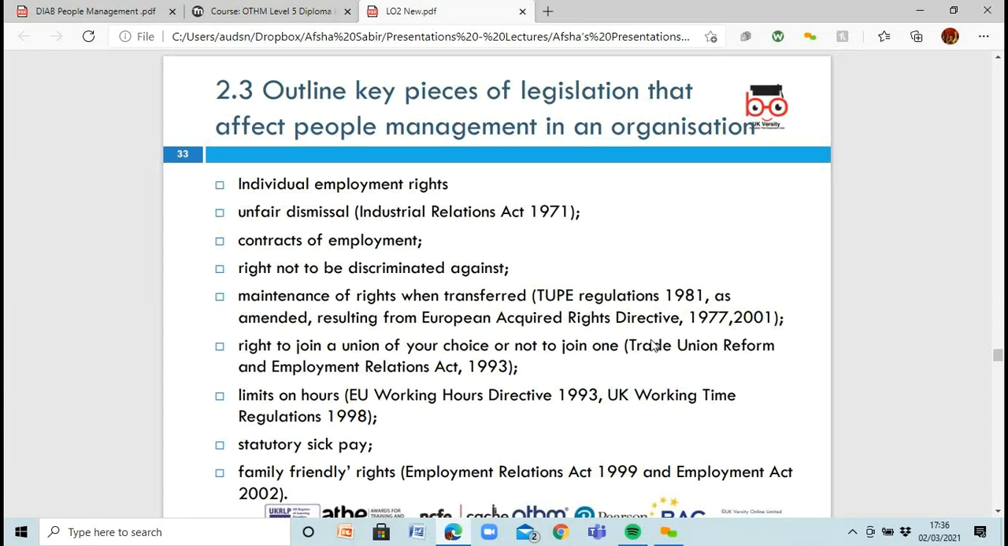And then the last section for 2.3 is we just looked at individual employment rights, unfair dismissal. So you've got your industrial relations, your contracts of employment. You've got the right to not be discriminated against. You've got the right to join a union if you so wish to. You've got limitations on hours. So you've got European Union hours, UK working hours, statutory sick pay, and so on.